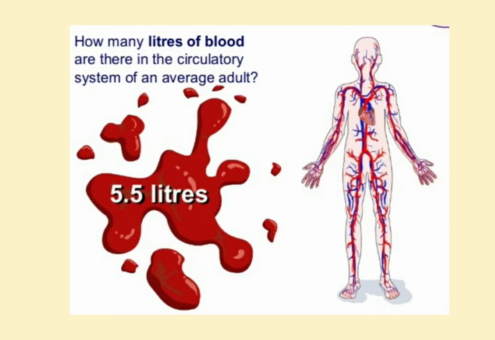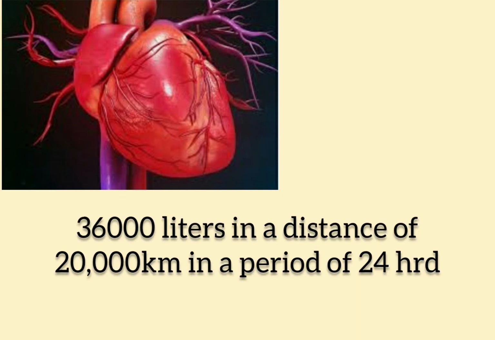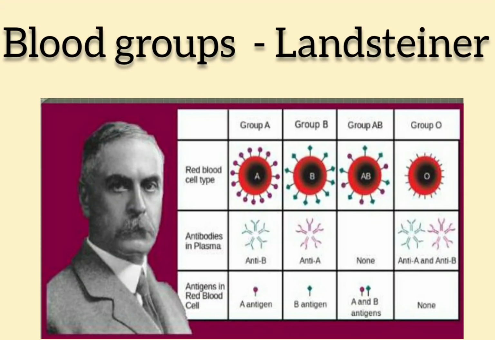The human adult has approximately 5 liters of blood, and this fluid is pumped by the heart through various blood vessels called the arteries, veins, and capillaries. The heart pumps nearly 36,000 liters of blood in the distance of nearly 20,000 kilometers in the time period of 24 hours. This information is just to get an idea of the volume of blood and the efficiency of the heart. Blood groups were discovered by Landsteiner.